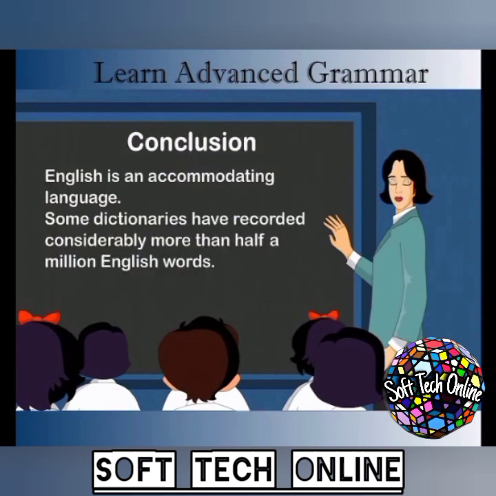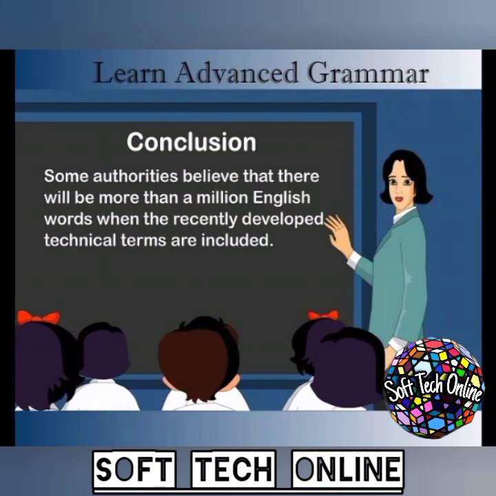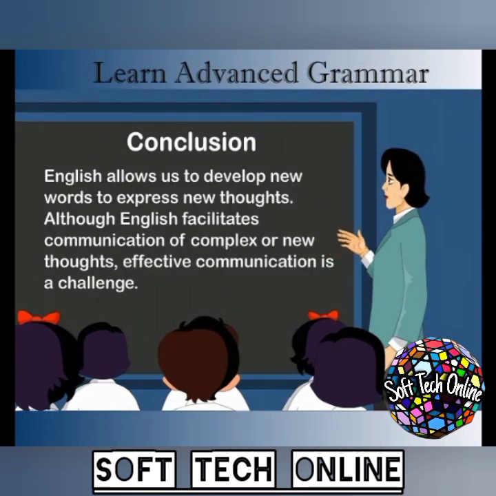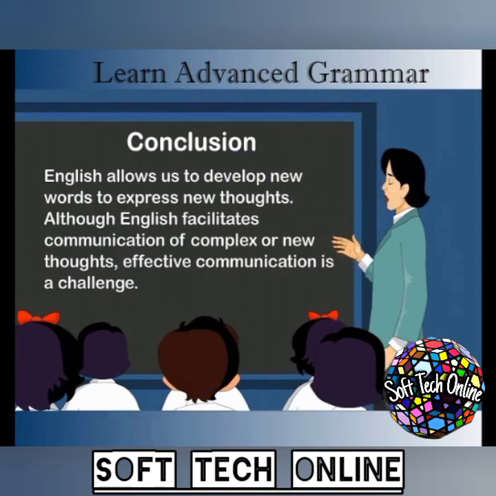Conclusion. English is an accommodating language. Some dictionaries have recorded considerably more than 500,000 English words. Some authorities believe that there will be more than 1 million English words when the recently developed technical terms are included. However, one study indicates that most of us accomplish most of our communication with fewer than 1,000 words. English allows us to develop new words to express new thoughts. Although English facilitates communication of complex or new thoughts, effective communication is a challenge.